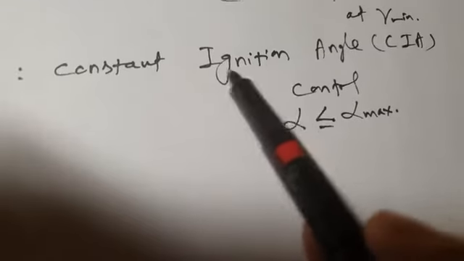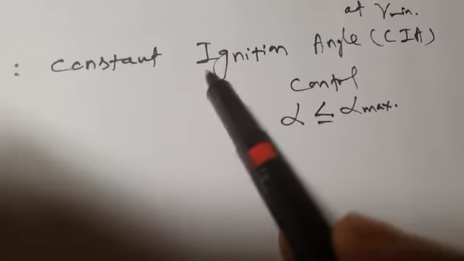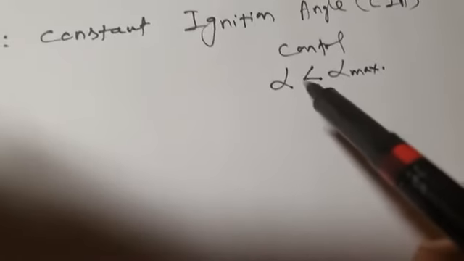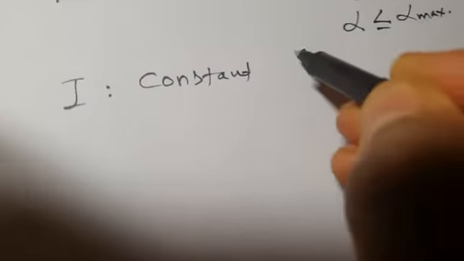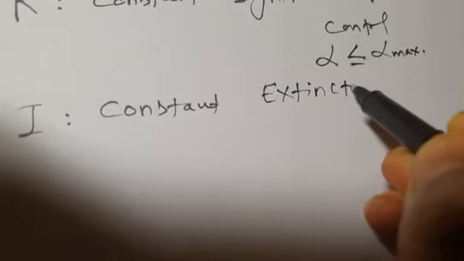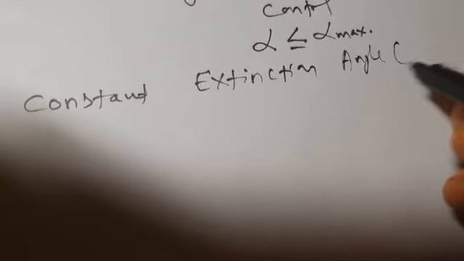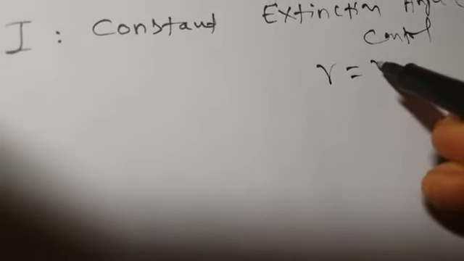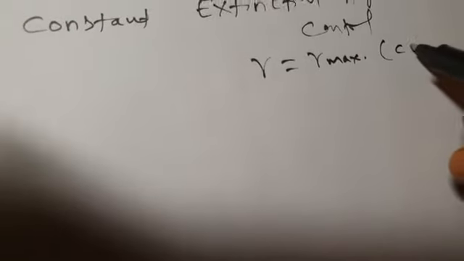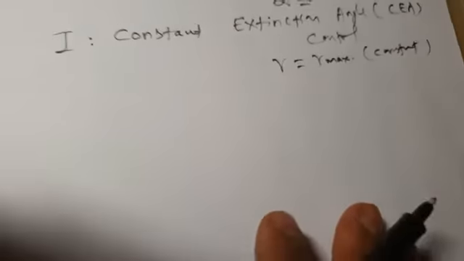Ignition angle, in the days of mercury arc rectifiers, this delay angle was called ignition angle, but this terminology has not been taken out. This terminology is still used. Although we don't have now ignition angle, we have firing angle or delay angle, but it is still called ignition angle control. And on the inverter side, we have constant extinction angle control, that is CEA control. So there gamma is always maintained constant at gamma max. So it is constant to avoid the possibility of commutation failure.